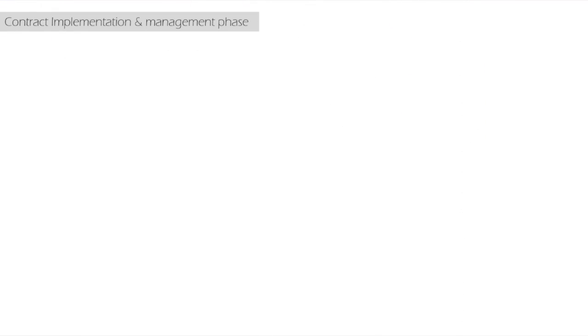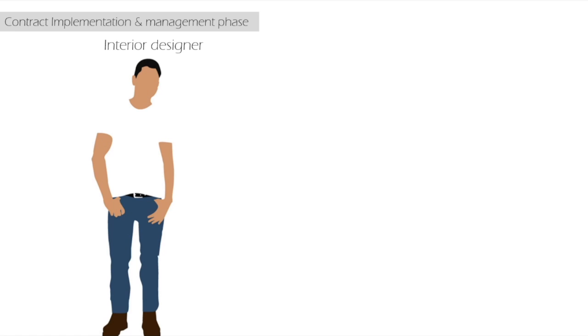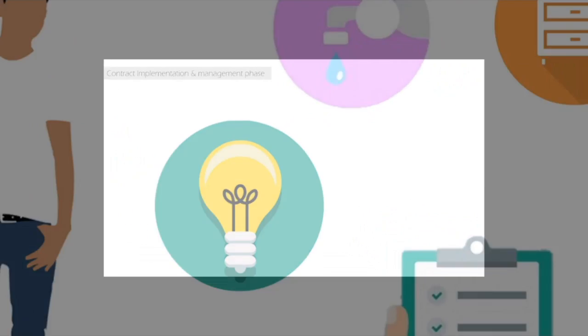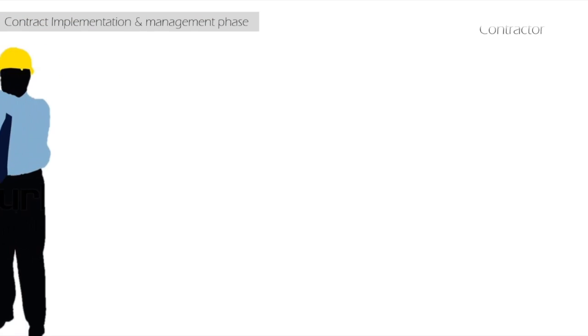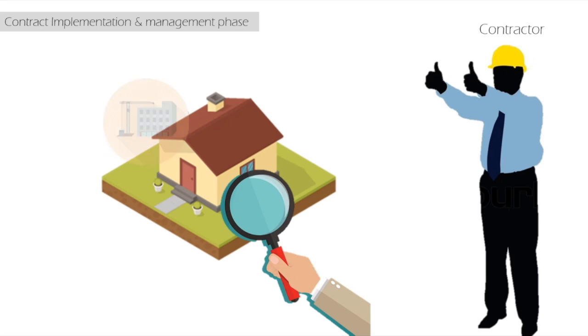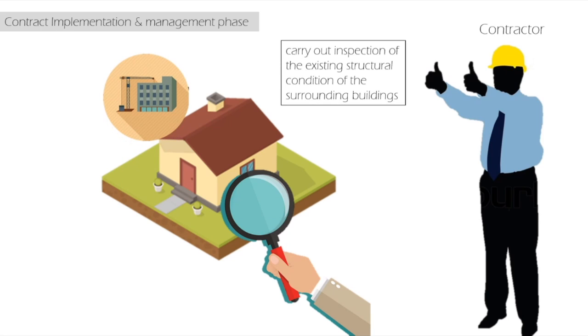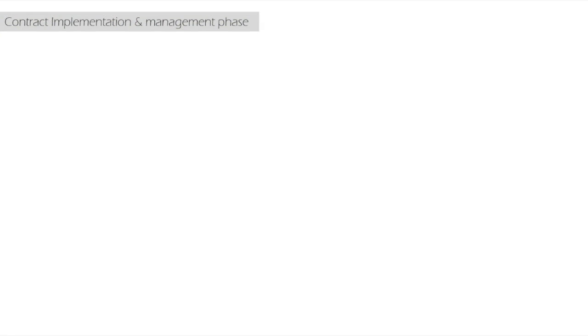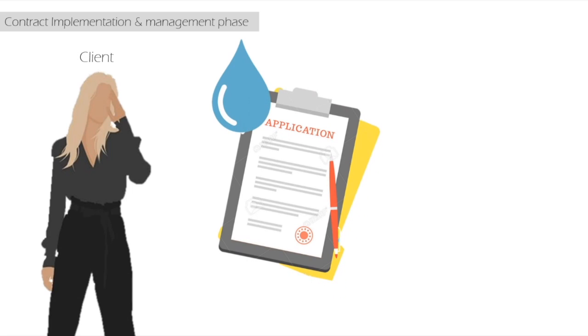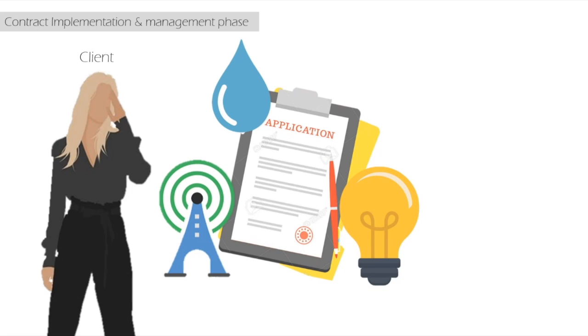Later on, the interior designer will select the lighting, decorating, plumbing, and furnishing based on the list that has been approved by the green specialist. The surrounding existing structural condition will be inspected by a team from the contractor before any works begin. When the construction starts, the client will apply for the temporary utilities needed for the whole construction of the building.